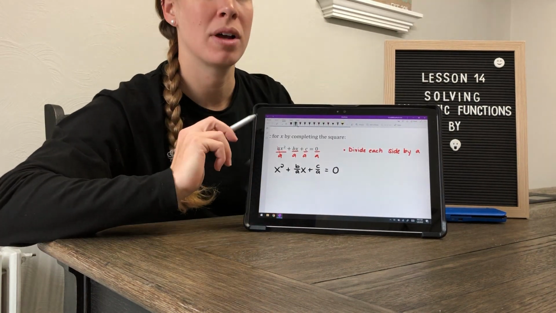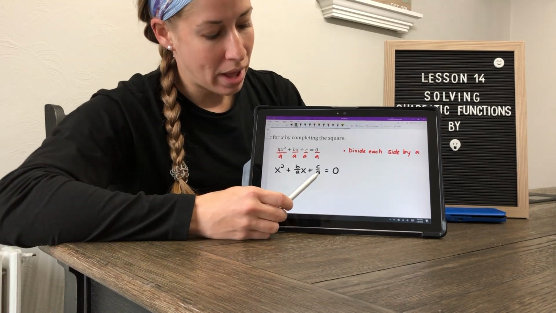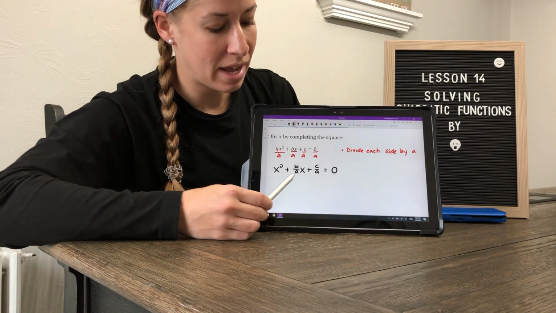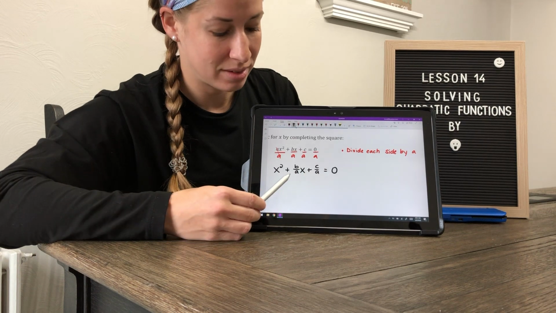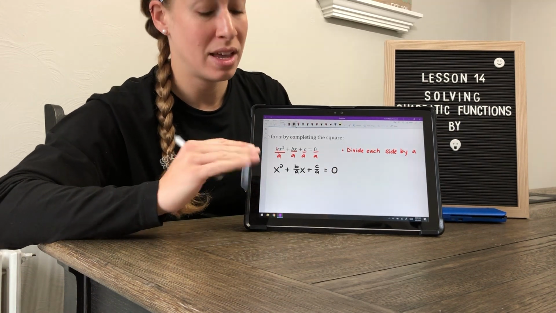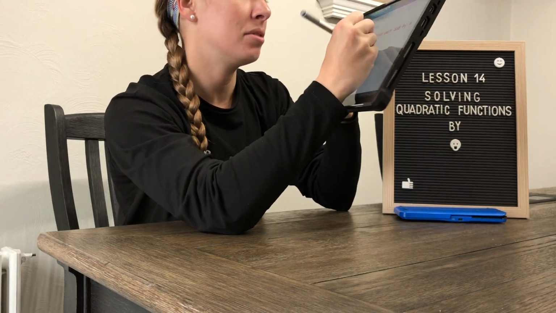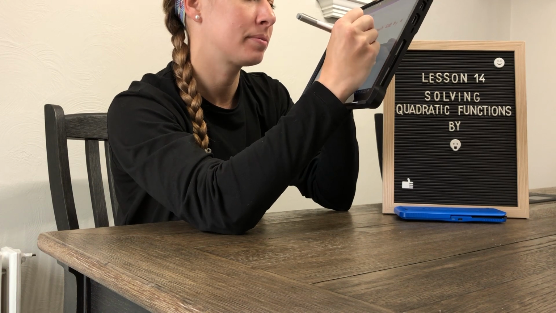The next step was to set it up to complete the square. Well, this c value would need to be half of b squared, and it's not. Okay, so we're going to move it to the other side and make space for the c value that is half of b squared. So we're going to set it up to complete the square. That's our step here.